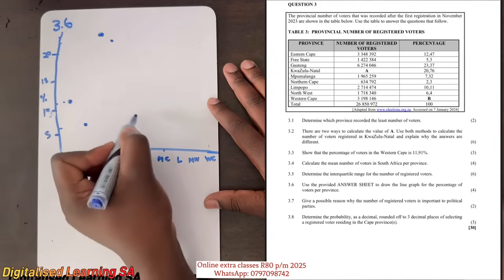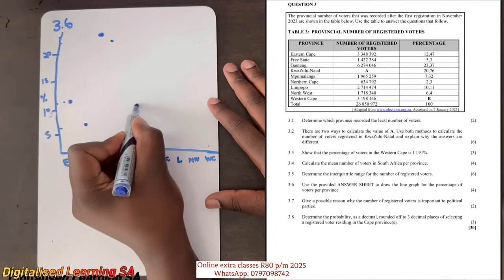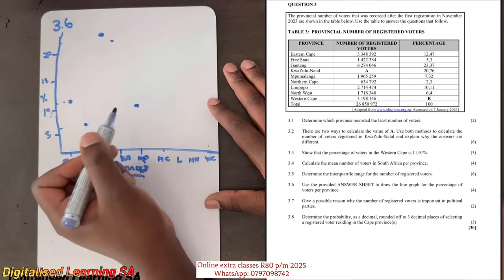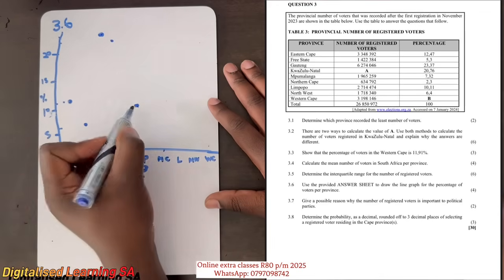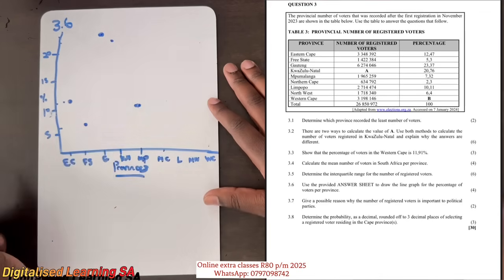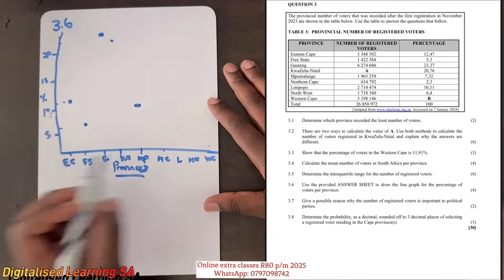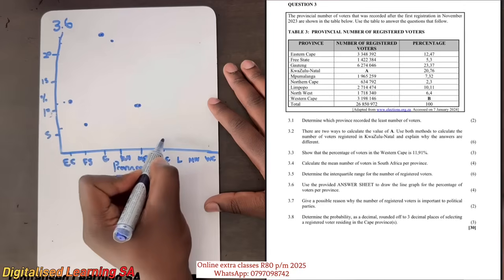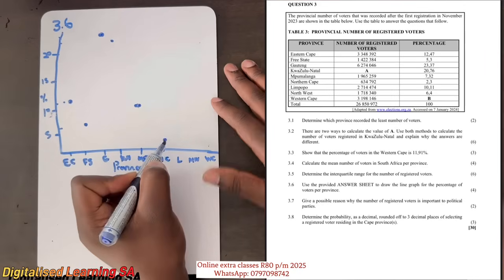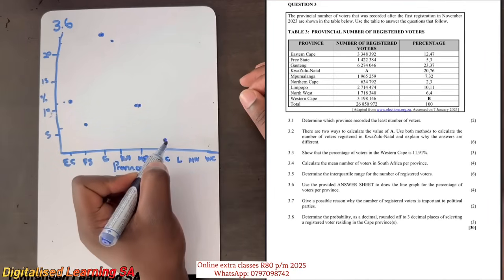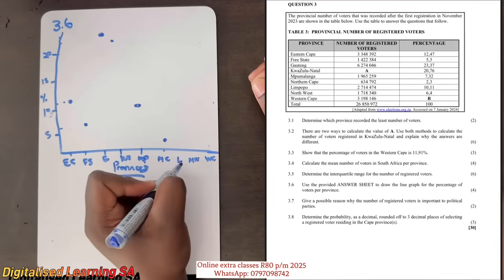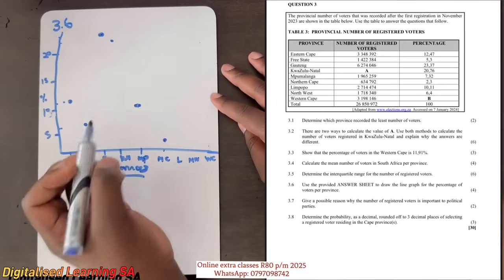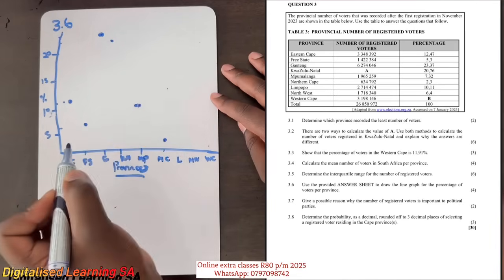So Mpumalanga will be somewhere, we can say somewhere here, yes. And then next we will have Northern Cape, which is 2.3. So Northern Cape will be somewhere here. And then next we will have Limpopo, which is 10.11. So 10.11 will be somewhere here.